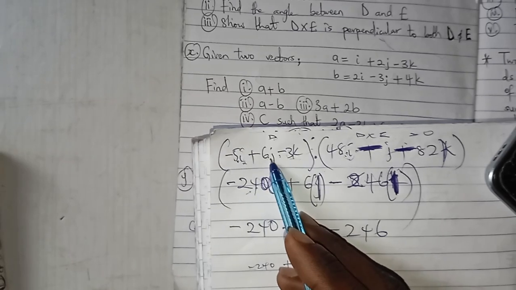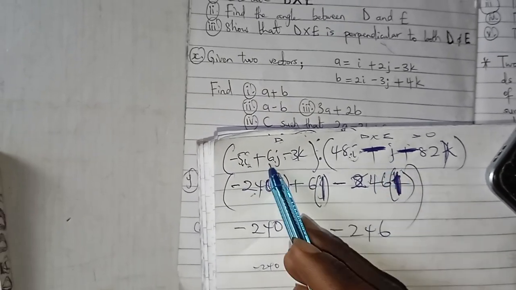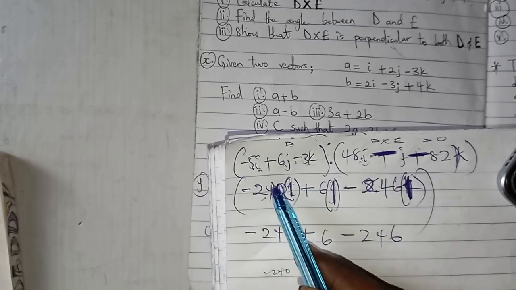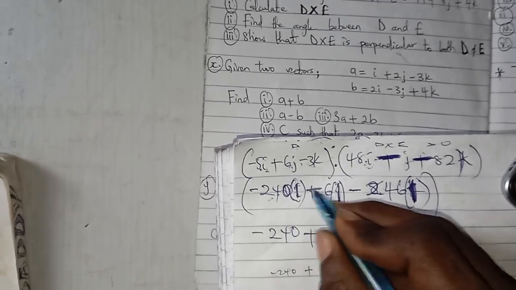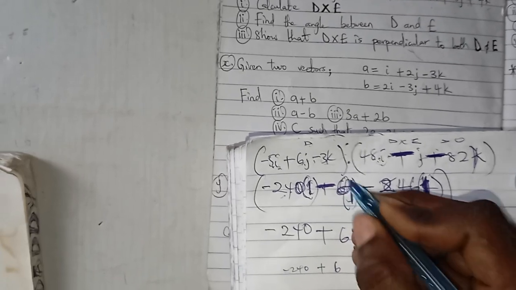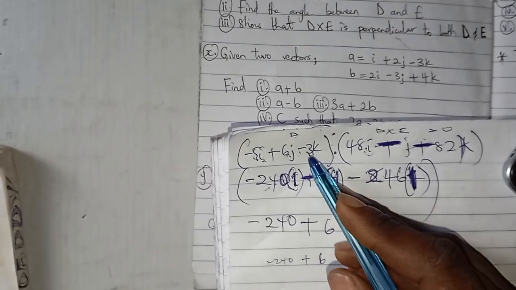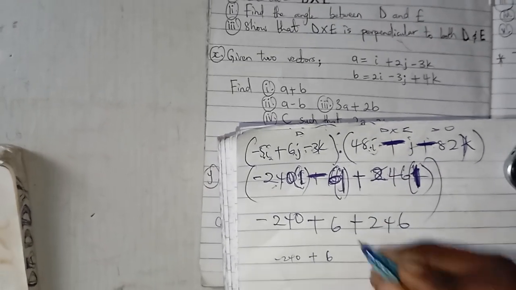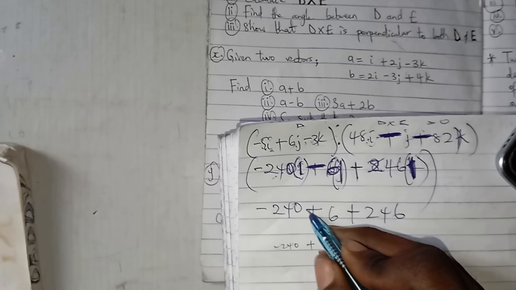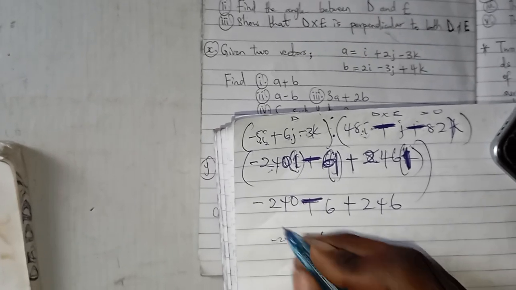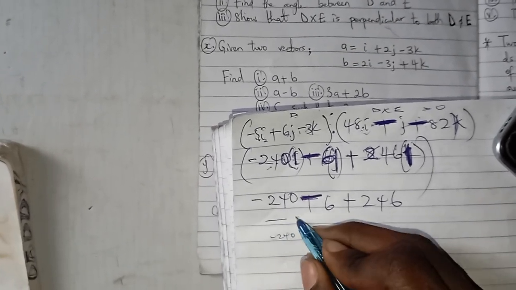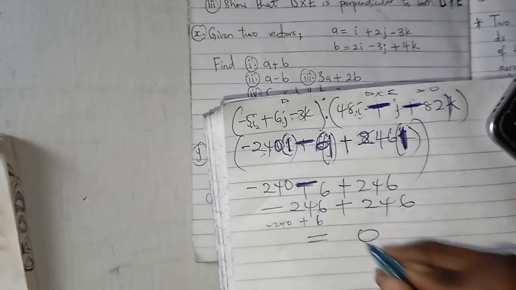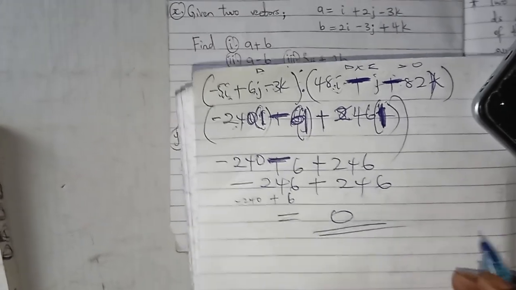Then when you do 6J times minus J, J times J is 1, so 6 times 1. This is supposed to give you minus 6. Then minus 3K times this should give you plus. That's how I got to know that we are wrong. So this now is supposed to be minus, so if you do it, minus 240 minus 6 is minus 246, plus 246, which equals 0. So it means that we are correct.